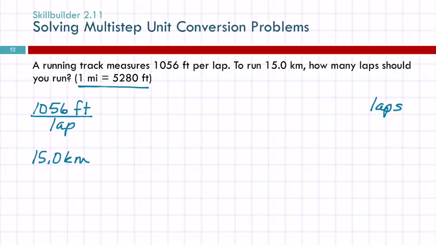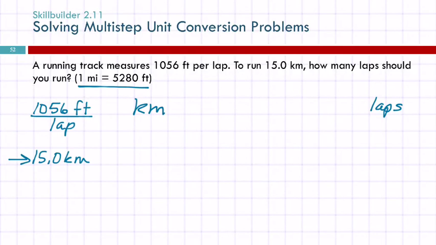Now we're not sure what we're starting with. It's got to be one of these. This is a per unit, feet per lap. That's a relationship between two different units. That's probably going to show up as a conversion factor. And then we have this other number, 15 kilometers. That's just a single unit. That can't be used to convert anything. So this is probably what we're going to need to start with. So we're starting with kilometers, and we need to get to laps.